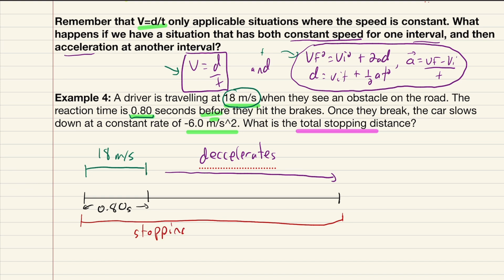So we're going to measure this in two parts. The first part is, well, how far did they travel during that 0.80 seconds? And since it's constant speed, for 0.80 seconds, we're going to use our v equals d over t, and we're going to solve for distance. Since we know the time is 0.8 seconds, and we have the speed, which is 18 meters per second, we can isolate for d.